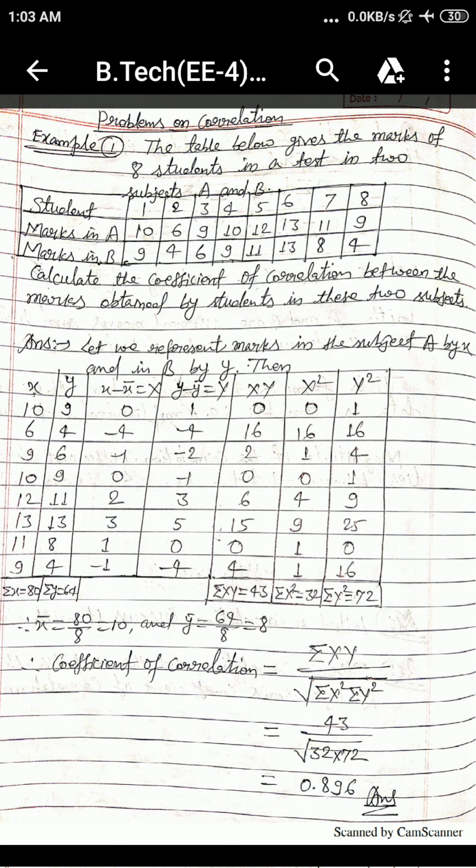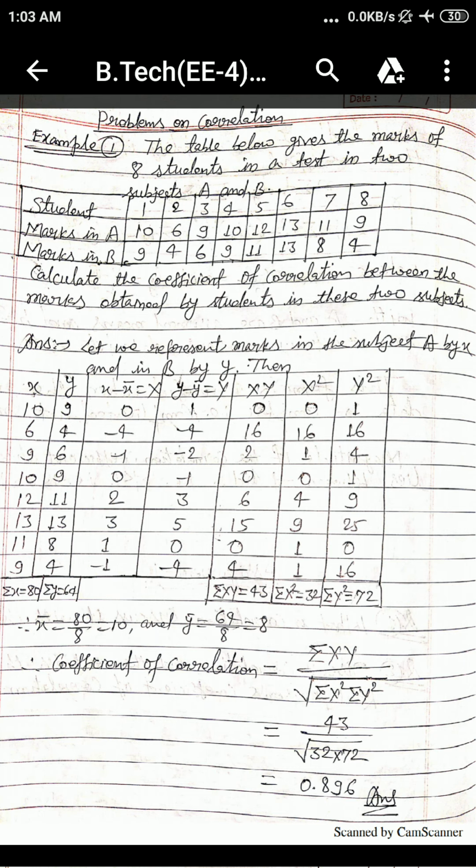So example one, what does this example ask? This question says that the table below gives the marks of 8 students in a test in two subjects A and B. You see the table here in this question, and there are 8 students and two subjects A and B. So what are the marks in front of your eyes here?